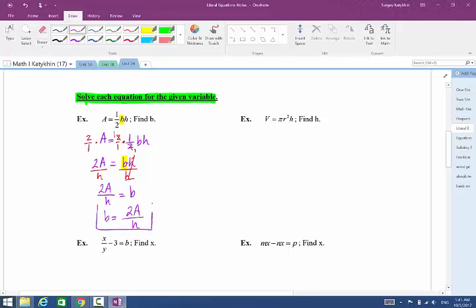So my final answer will be b is equal to 2 times A divided by h. Now this is really nice if you're given the area and the height of the triangle and you're asked to find the base of that triangle. Well, you would use this equation to figure that out.